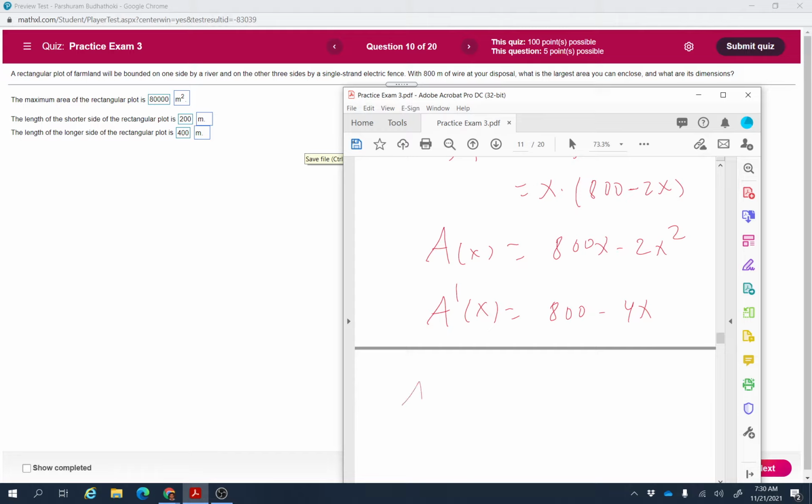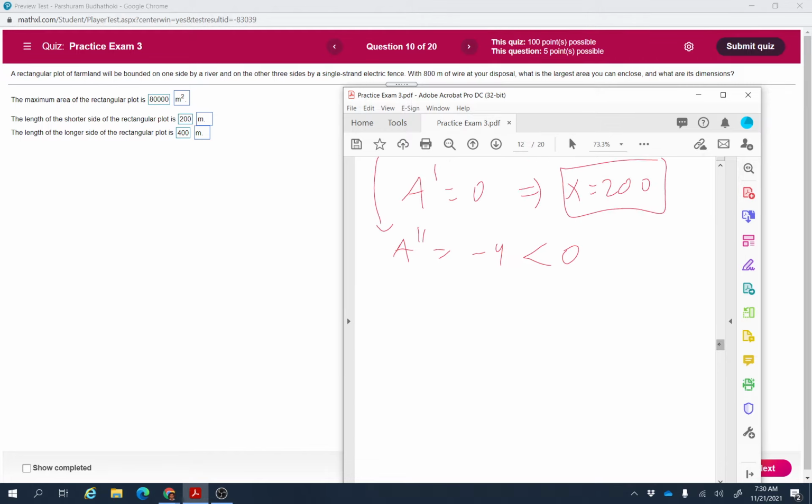So if you equate this first derivative with 0 and solve for x, the x would be 200. Just equate this to 0 and then divide 800 by 4, that will be 200. Now if you find the second derivative from here, you know that the second derivative is negative 4. It's always negative. So that means the second derivative at 200 is also negative. So by using the second derivative test, we can say that area is maximum at x equal to 200.